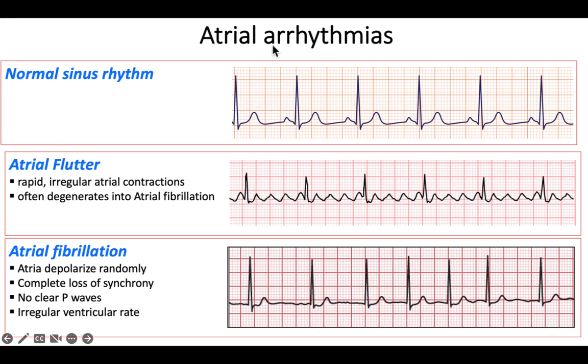So these are atrial arrhythmias: atrial flutter, too many P waves; atrial fibrillation, no P waves, and some irregularity to the intervals between QRSs.